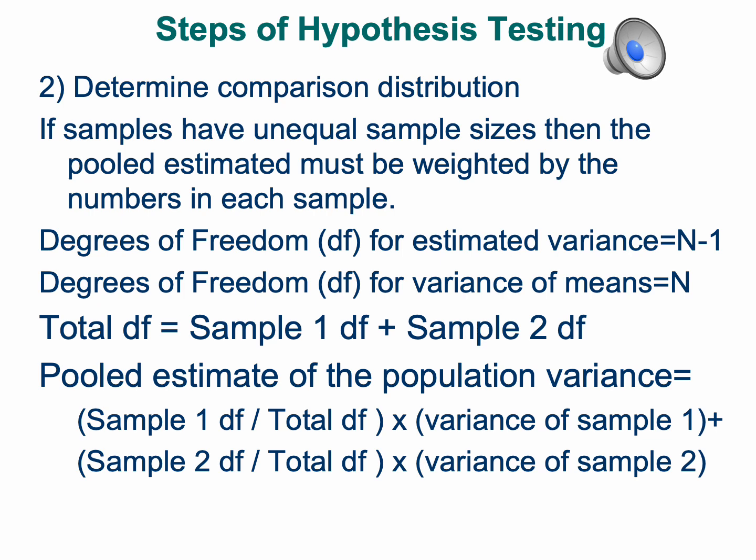You take the sample 1 degrees of freedom divided by the total degrees of freedom times the variance of sample 1, plus sample 2 degrees of freedom divided by the total degrees of freedom times the variance of sample 2. That's how you actually calculate the pooled estimate of population variance. Now you can see this is a variation of the equation we learned before for estimating the population variance. It's just that now we've got two samples, so we have to add in the influence of each sample.